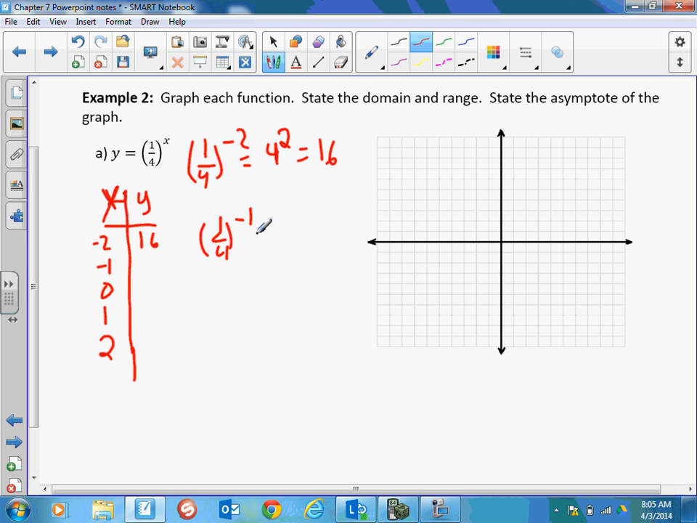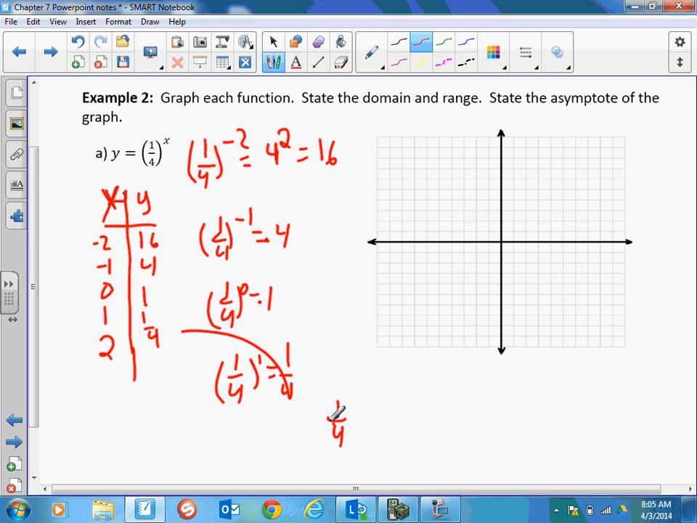1/4 to the -1 would just be the reciprocal, which is 4. 1/4 to the 0, anything to the 0 power is just 1. 1/4 to the first power would just be 1/4. And 1/4 squared would equal 1/16. Okay, so you can see from there, -2, 16 is going to be off the graph. -1, 4, be right here. 0, 1, you have 1, 1/4, and you have 2, 1/16.